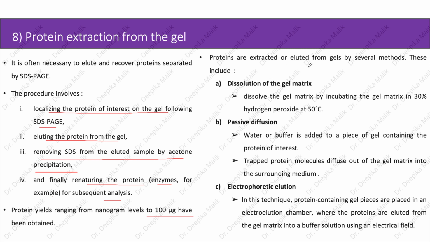Proteins are extracted or eluted from the gel by several methods. These include dissolution of the gel matrix, which dissolves the gel by incubating it in 30% hydrogen peroxide at 50 degrees Celsius. Passive diffusion: water or buffer is added to a piece of gel containing the protein of interest. Trapped protein molecules diffuse out of the gel matrix into the surrounding medium. Electrophoretic elution: in this technique, protein-containing gel pieces are placed in an electroelution chamber where the proteins are eluted from the gel matrix into a buffer solution using an electrical field.